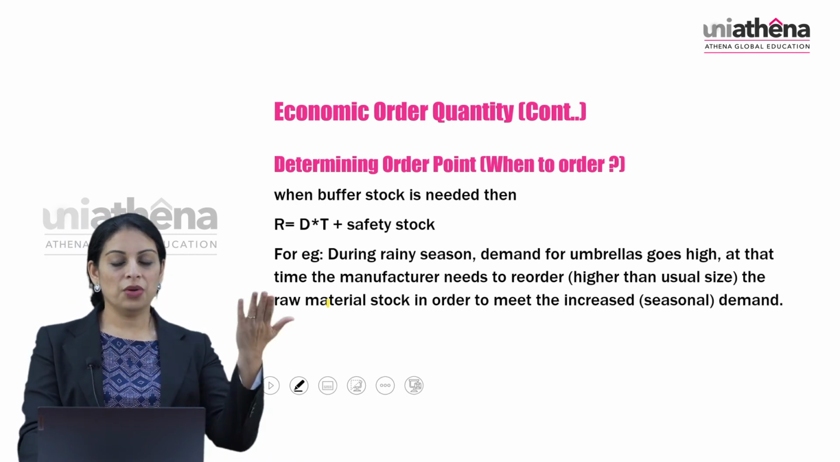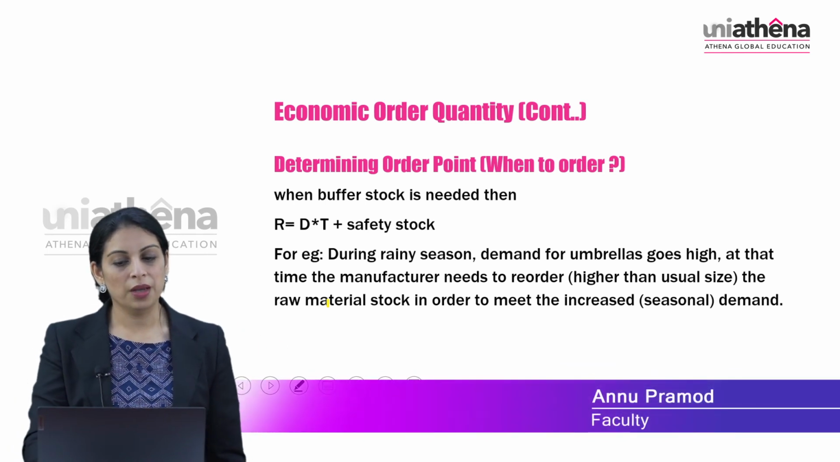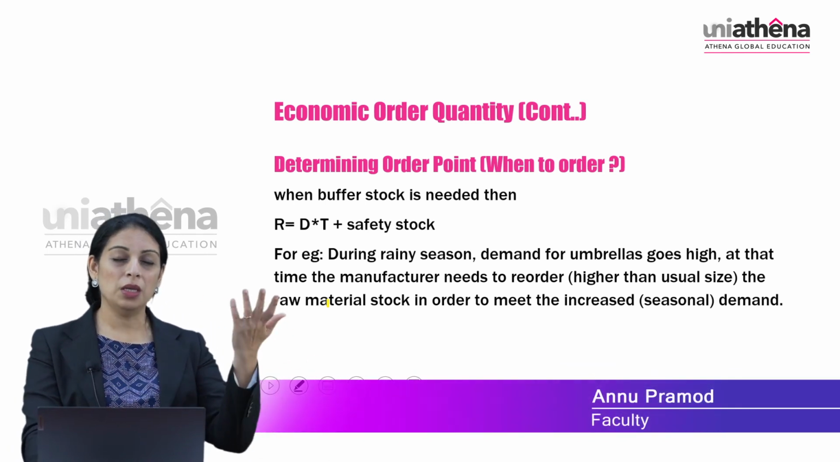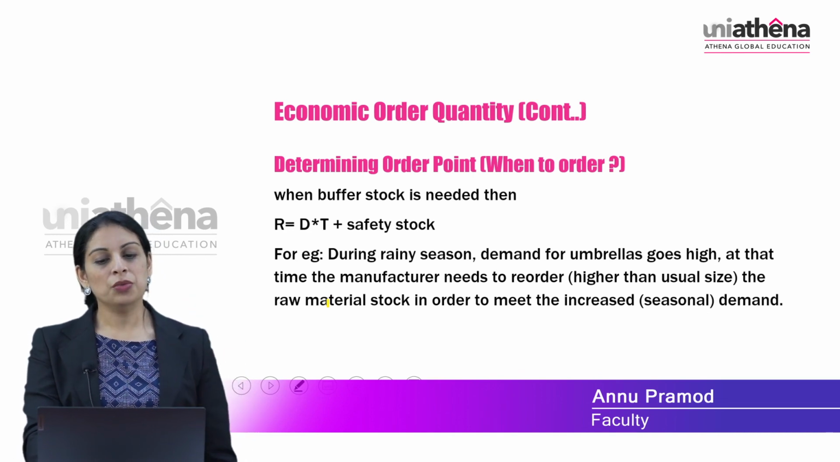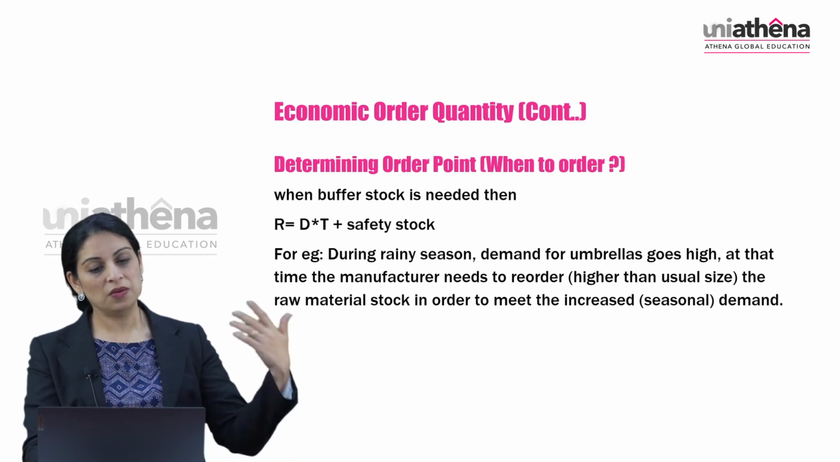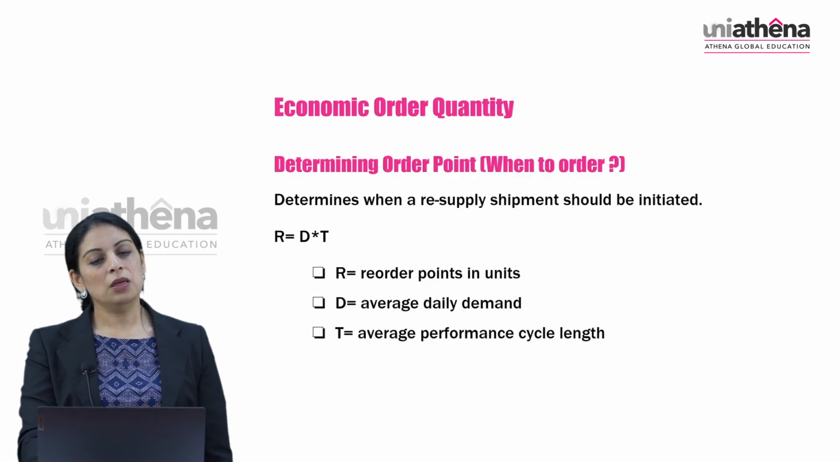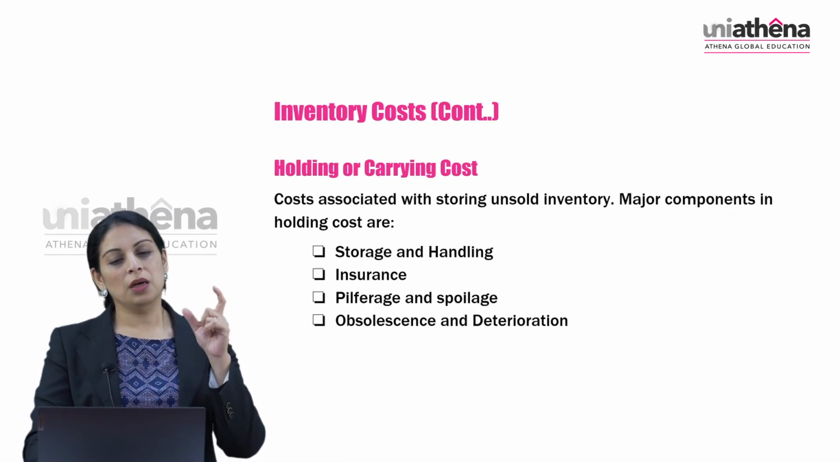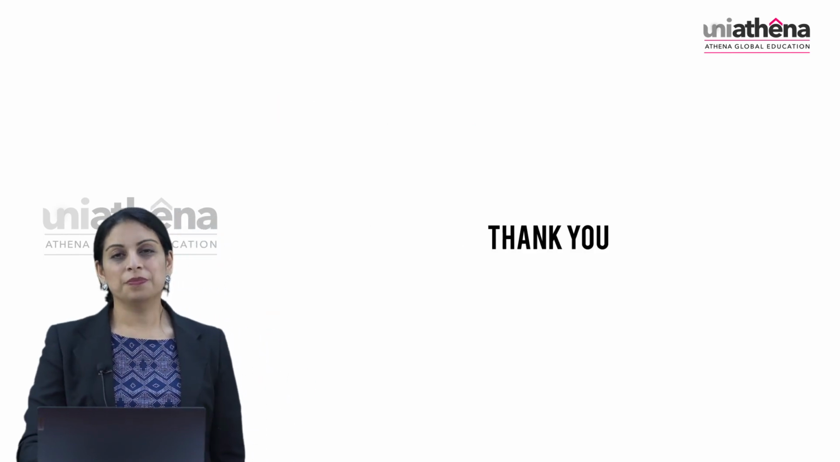For example, during rainy season, everybody uses umbrellas, and so the demand for umbrellas goes high at that time, and they need to order extra stock, raw materials, to meet that need. So that's called the safety stock, adding the safety stock also to the economic order formula. So in a nutshell, these are different ways of inventory management. Thank you.